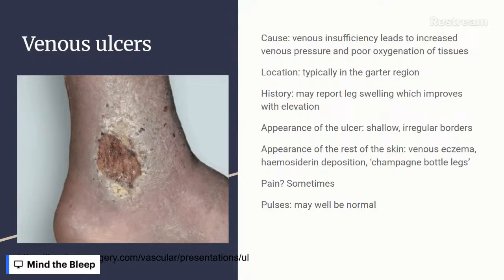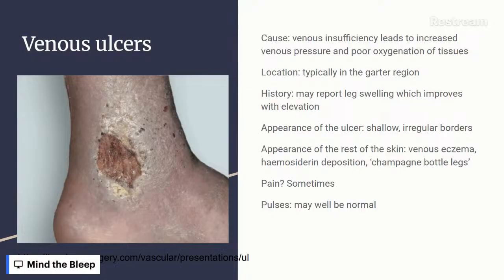As for the appearance of the rest of the skin, there's going to be venous eczema. You could get hemosiderin deposition, which is essentially a darkening of the skin, and typically that affects both legs. Sometimes it's referred to as champagne bottle legs, but when you first see it, you'll know it straight away. It's this dark brown color, and it's quite typical.